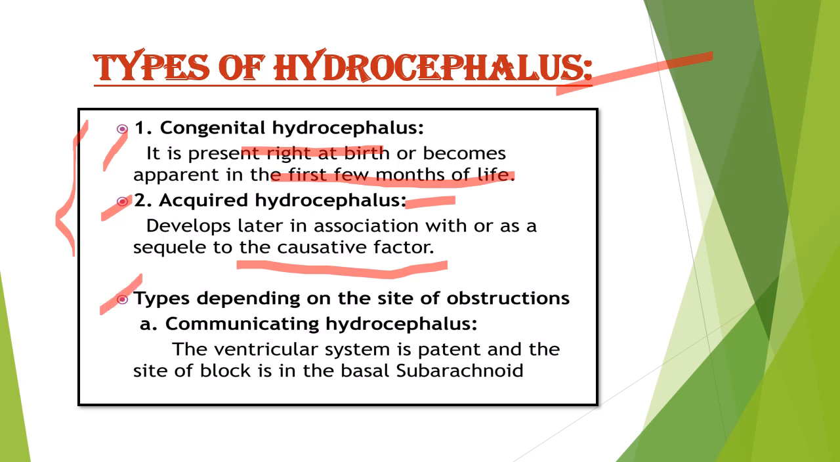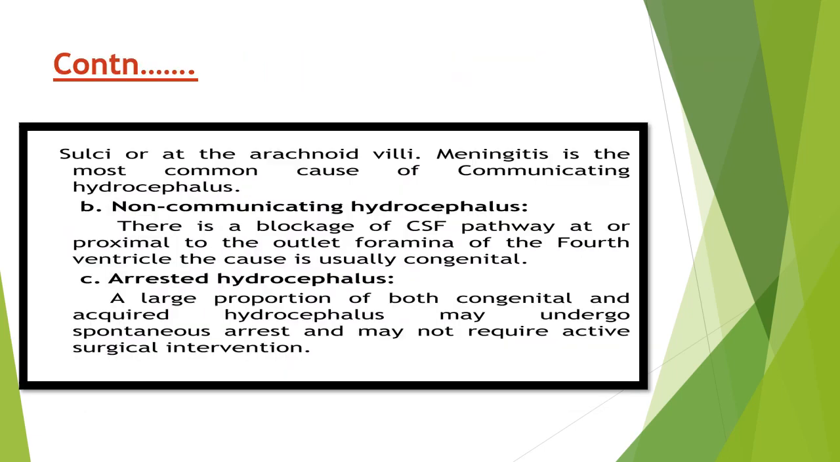Next type depends upon the site of obstruction. Hydrocephalus is classified accordingly. First one is communicating hydrocephalus. In communicating hydrocephalus, there is no blockage in the ventricular system. The ventricles are connecting properly, so they are communicating. The blockage is in the basal subarachnoid sulci and arachnoid villi.